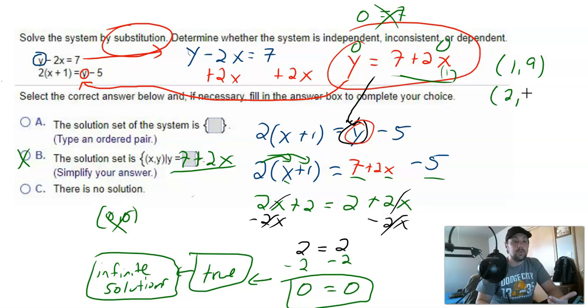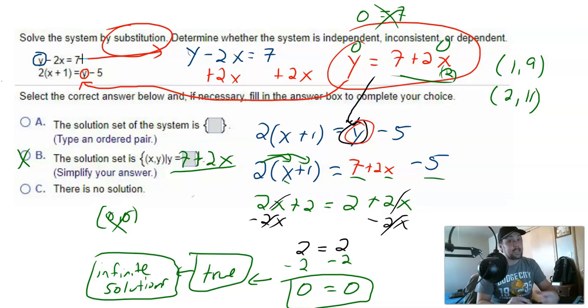You could also have 2, 11, right? If I plug in 2 here, I get 2 times 2, which is 4. 4 plus 7 would be 11, right? That's also a solution to the system of equations because it works in this equation. And the thing, like I mentioned earlier, for this to have infinitely many solutions, what that really means is that these equations are the same.